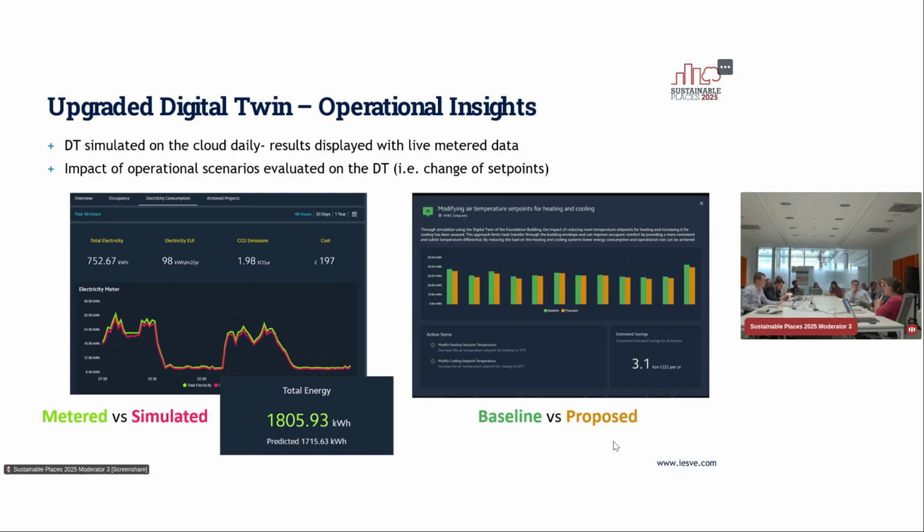And the other feature is actionable intelligence. So it's actually strategies that you can implement. These are typically operational strategies, and it's looking at that baseline versus proposed screenshot there. So basically, through this interface, you can propose some potential savings on, for example, if you want to change the set points on the heating and cooling.